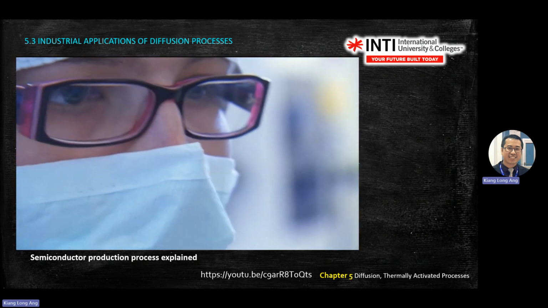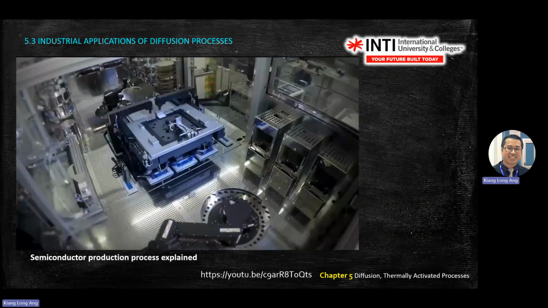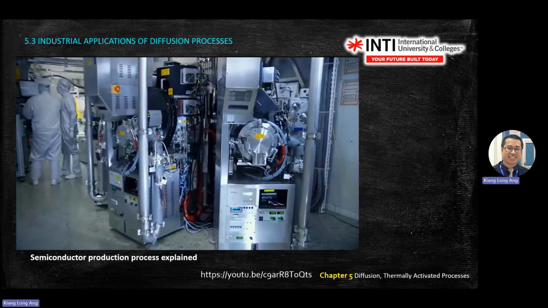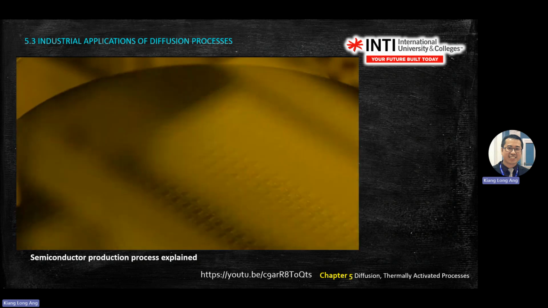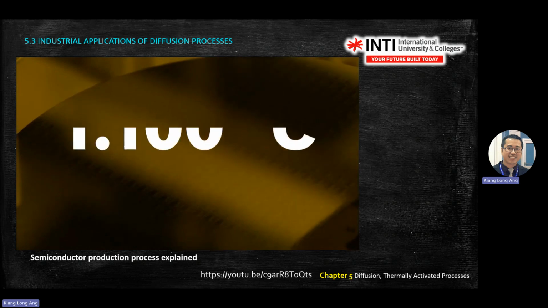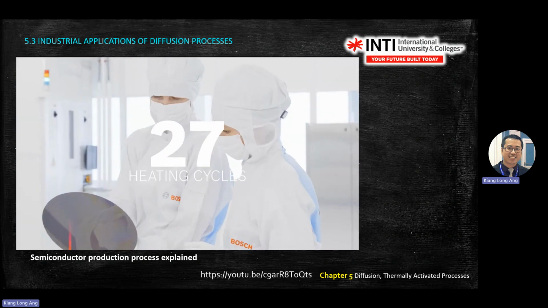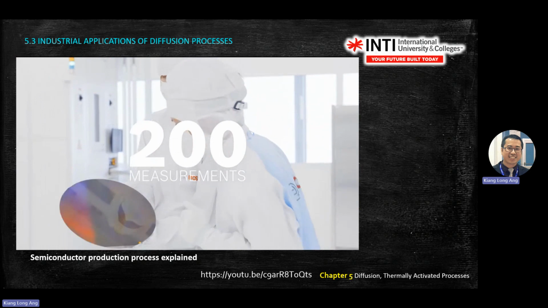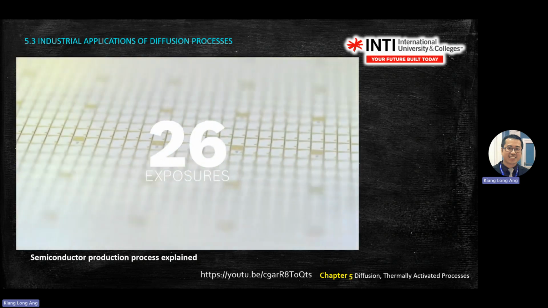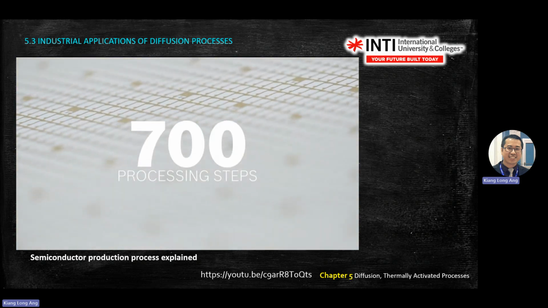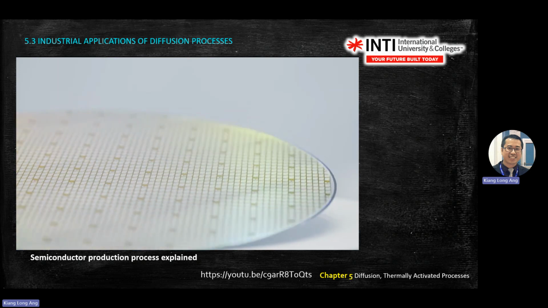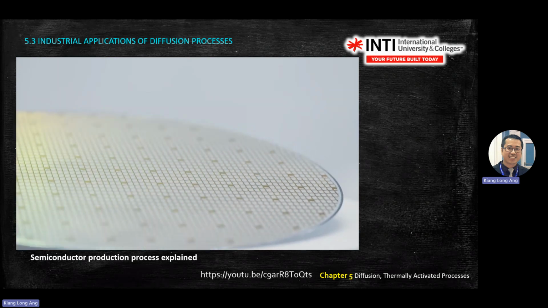In subsequent phases, this and other process steps are repeated until the entire layout of the chip has been deposited on the wafer. This involves heating the wafer to more than 1100 degrees Celsius, in some cases up to 27 times. Up to 200 measurements are done, and up to 26 exposures. All in all, this can mean as many as 700 processing steps and 14 weeks processing time.